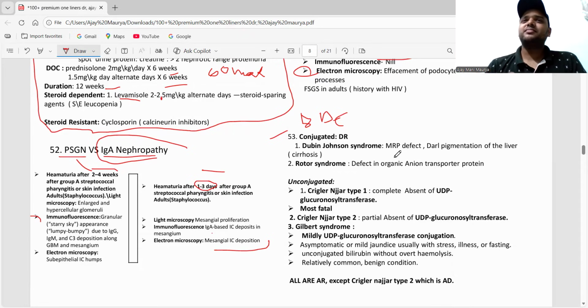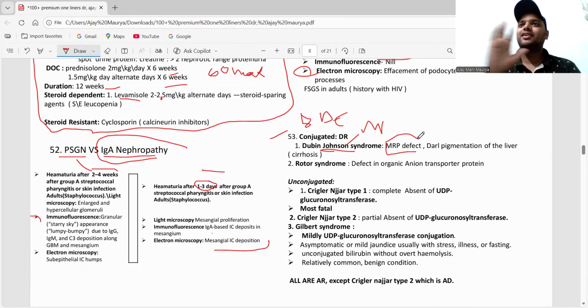Remember here, this is Dubin-Johnson syndrome. Johnson, like Johnson baby powder. What is the MRP? It is very high, so there is a defect in the MRP2. Next, there is dark pigmentation of the liver, which is also seen in Dubin-Johnson syndrome. D for Dubin, D for dark.